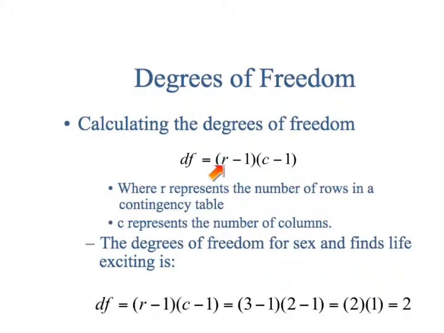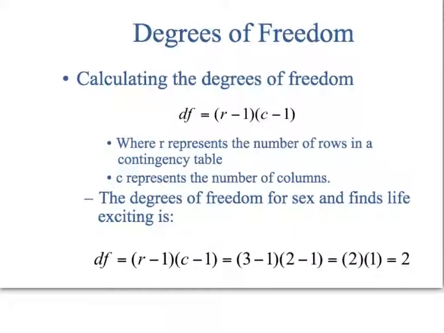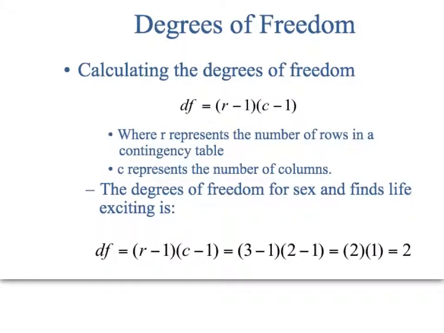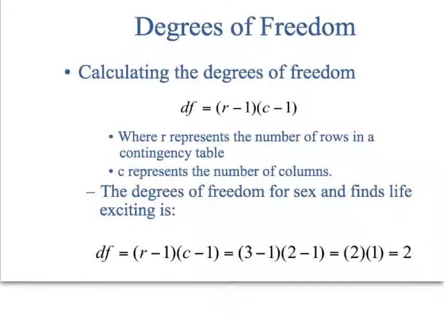And here, R is the number of rows that you have in your crosstab, and C is the number of columns that you have in your crosstab. So for our example, we have 3 rows, exciting, routine, and dull, I believe are the categories. And then we have 2 columns, male and female. And so we have 3 minus 1 times 2 minus 1, which gives us 2 degrees of freedom.